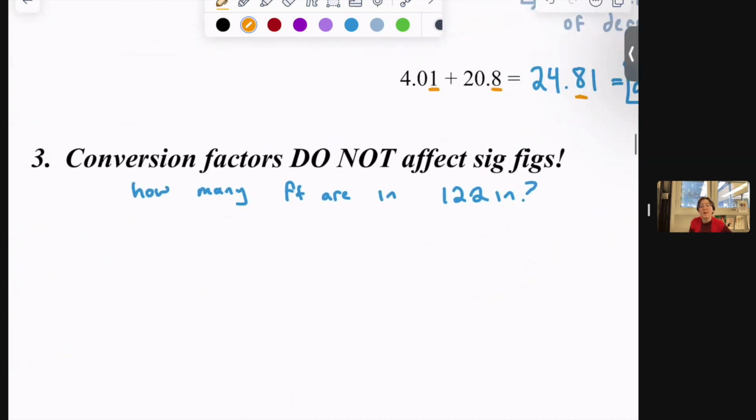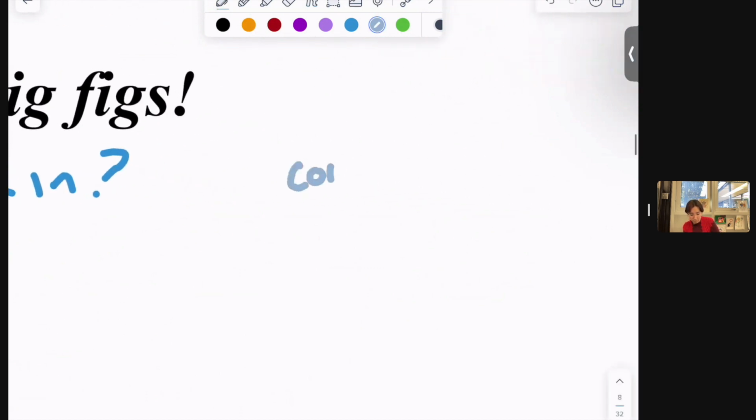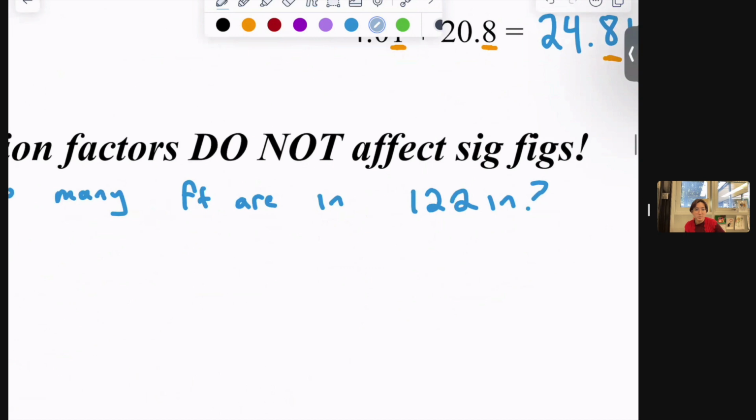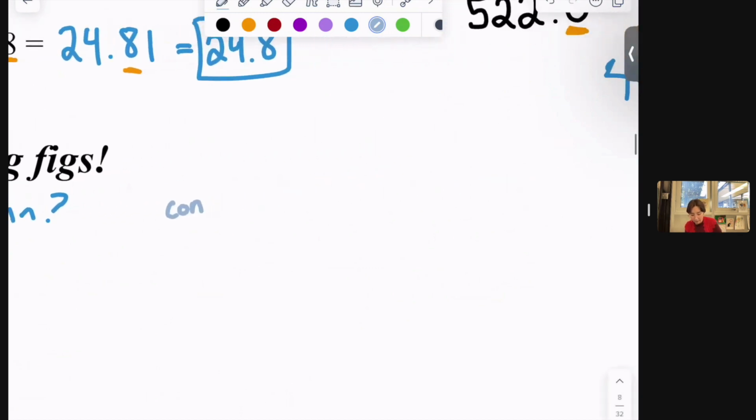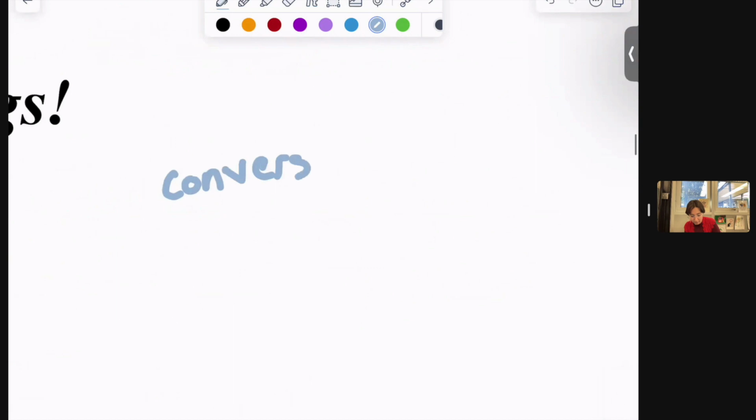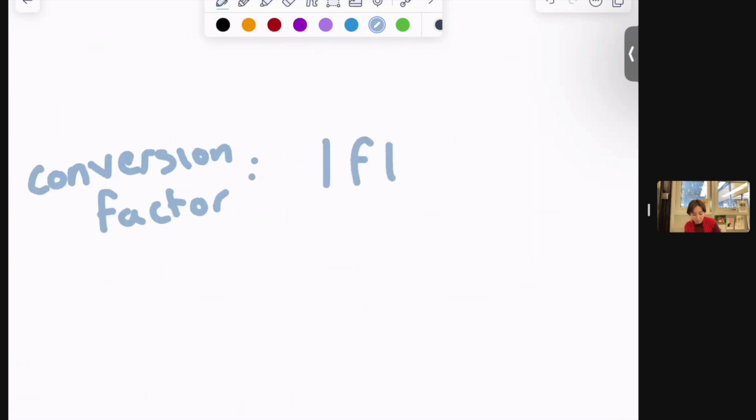Okay, another thing to keep in mind. This will matter a lot more later. Conversion factors do not affect sig figs. So let me show you what I mean by that. A conversion factor, that would be if I want to do a question like this, where I want to change from one unit into another unit. What I use to do that is called a conversion factor. So like here's the conversion factor that I would use in this case. If I'm trying to go between inches and feet, it's probably helpful to know that 1 foot is equal to 12 inches, right? That's just called a conversion factor.